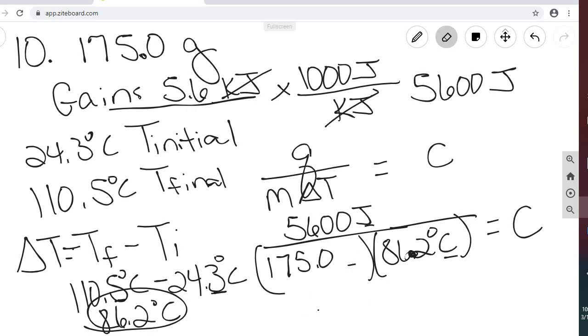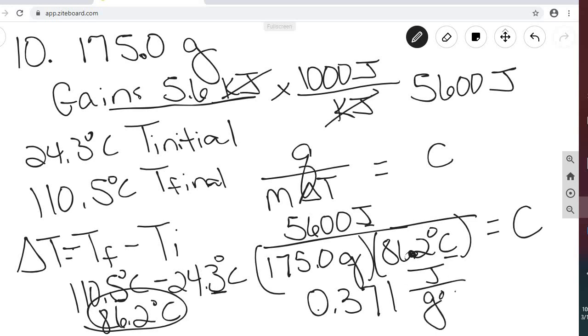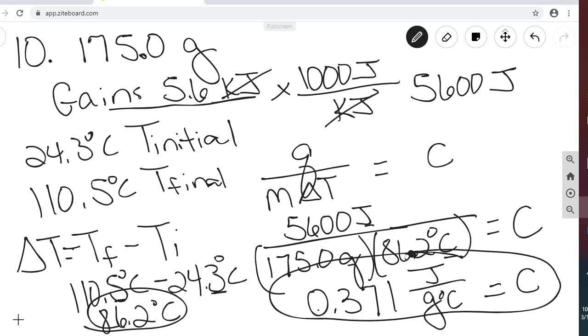If you do that, you will end up with 0.371 joules over grams degrees C. That's what the specific heat capacity for this unknown metal will be.